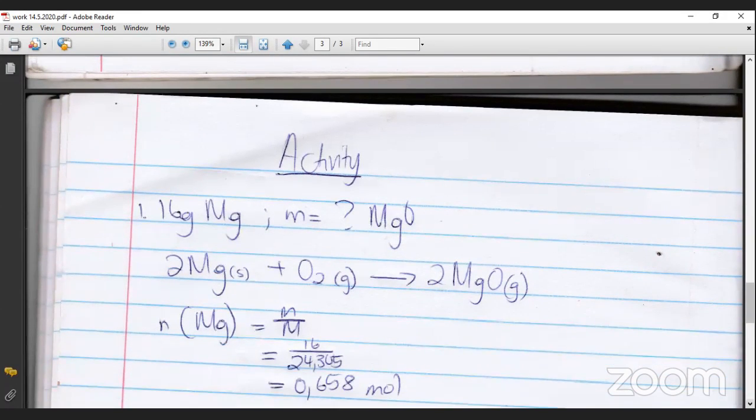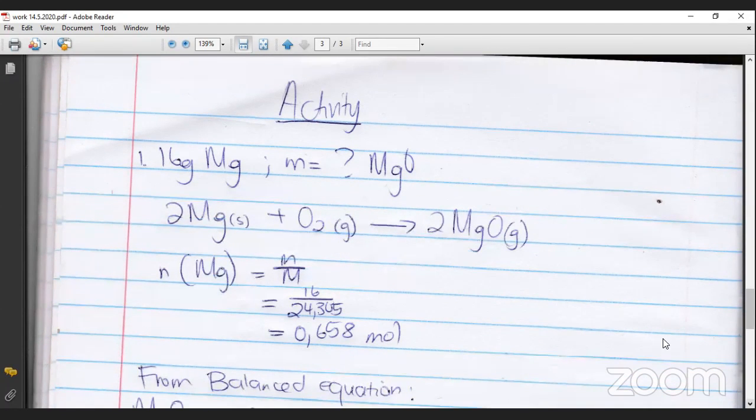And then after that, convert it to the number of moles. So we're going to say number of moles for magnesium is going to be M divided by molar mass, and that's going to be 16 divided by 24.305, and it gives us 0.658 mole. We always work with the given first because you can't work with information that you do not have. So because Mg is what is given, this is what is going to lead us to answers of the unknown.